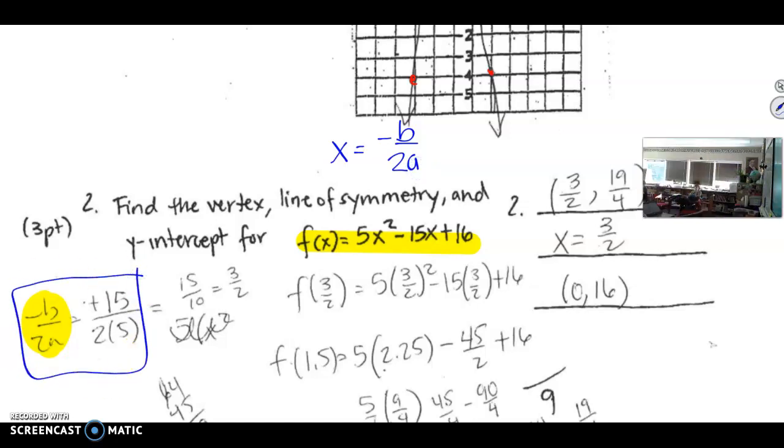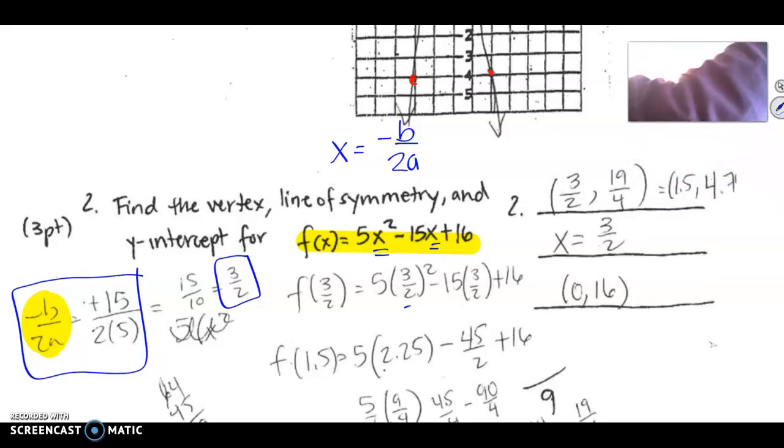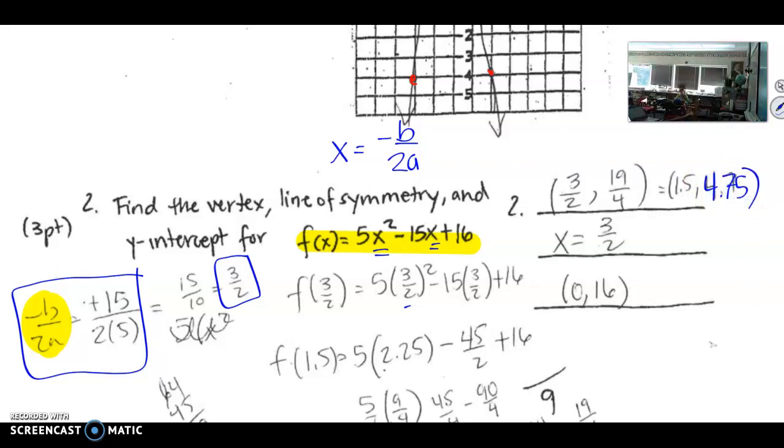It's 15 over 2 times 5, positive 15, because the b is negative, so the opposite of that would be positive 15 over 10, which is 3 halves. Then you find your y-coordinate by plugging 3 halves in for x and evaluating it. And we got 1.5, which is the same thing as 3 halves, comma 4.75. The line of symmetry is always the x-coordinate of the vertex. So x equals 3 halves.